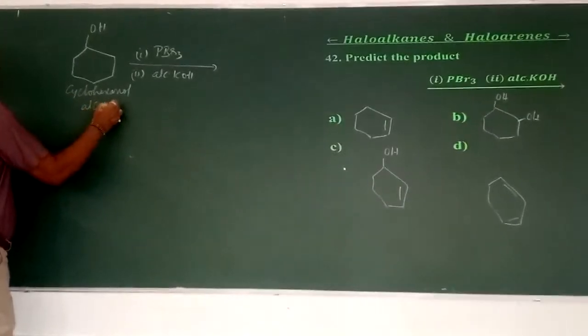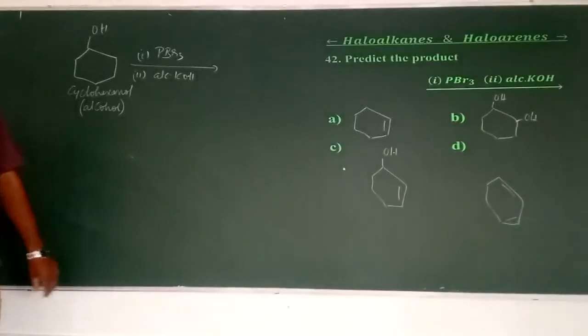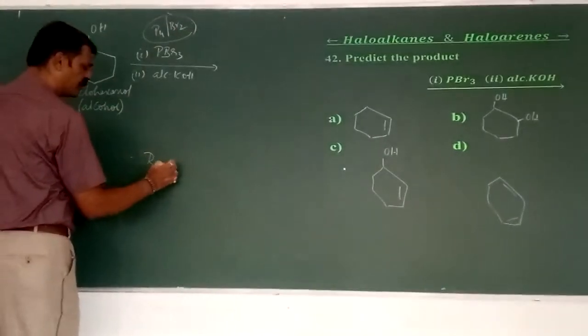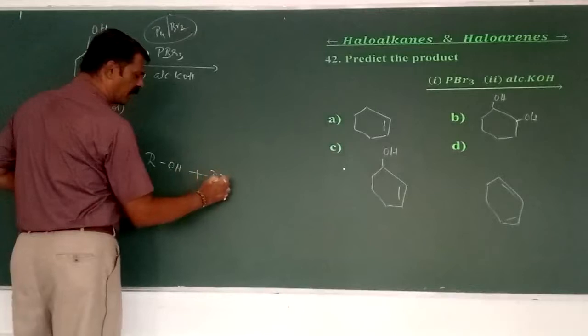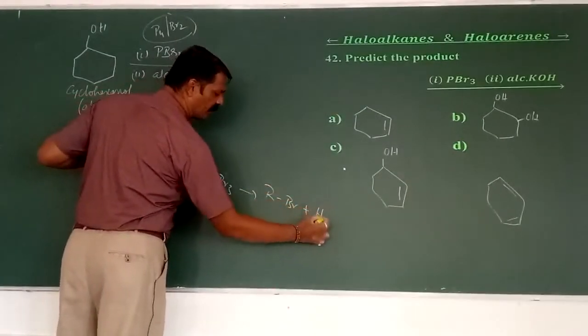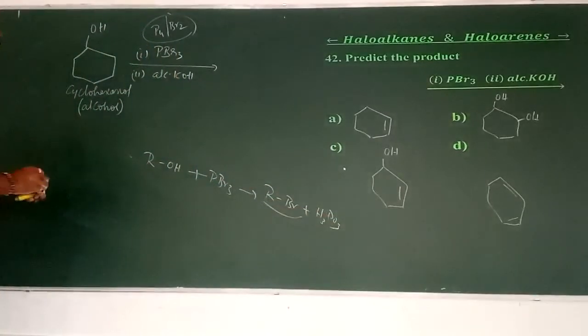Cyclohexanol is an example of an alcohol. What happens when alcohols are reacted with PBr3? This is the best example. When alcohols are made to react with PBr3, what is the product? RBr plus H3PO3. It means they form the respective bromoalkanes. Here also the same thing.